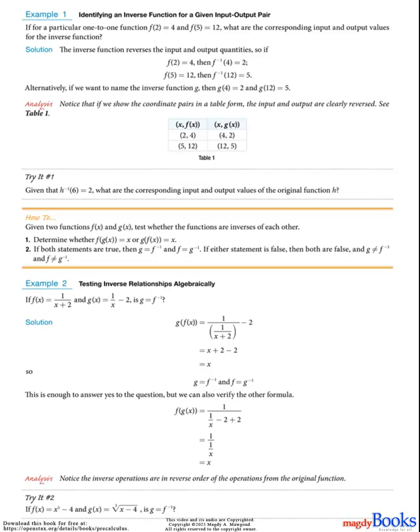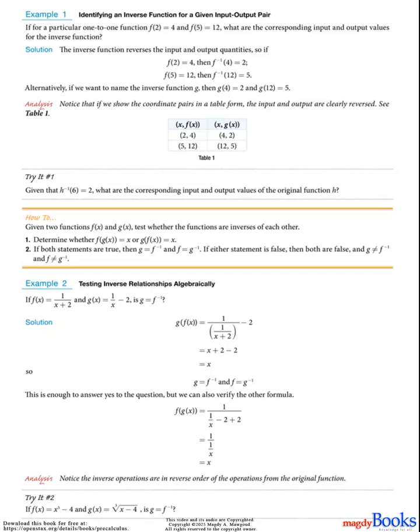Alternatively, if we want to name the inverse function g, then g of 4 equals 2 and g of 12 equals 5. Analysis. Notice that if we show the coordinate pairs in a table form, the input and output are clearly reversed. See Table 1. Table 1: x, f of x: 2, 4; 5, 12. x, g of x: 4, 2; 12, 5.